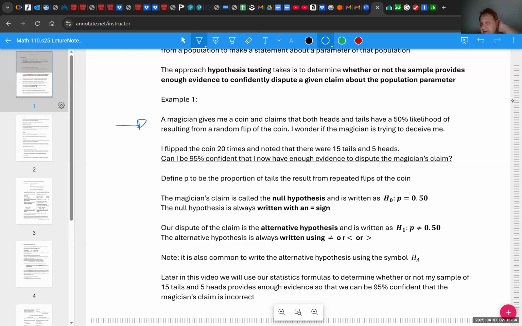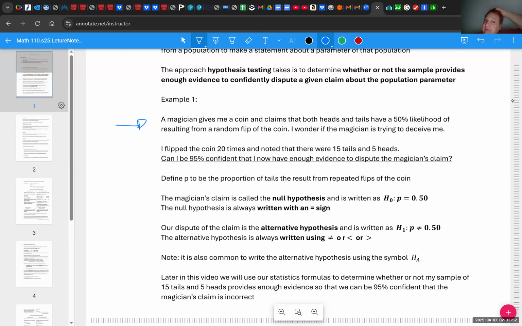Now, 15 tails, I mean, we would say that 10 and 10 would be expected, but if you flip a coin two times, I'm expecting to get one heads and one tails, but we're not totally shocked if we get two heads or two tails. I mean, that's going to happen sometimes.